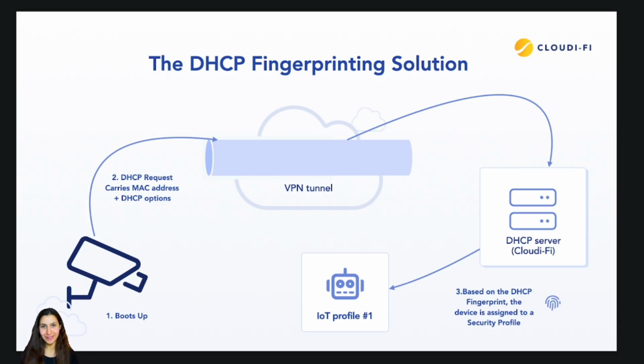Here's how the logic works. When an IoT device boots up, the very first thing it does is send a DHCP request. This request is relayed over an IPsec tunnel to the Cloudi-Fi infrastructure. Inside the DHCP request, we identify two key elements, the MAC address and the DHCP options that tell us how this device behaves. This combination creates what we call the DHCP Fingerprint. Based on that fingerprint, Cloudi-Fi is able to automatically assign an IP address from a specific IP pool to that device, which is tied directly to a security profile.